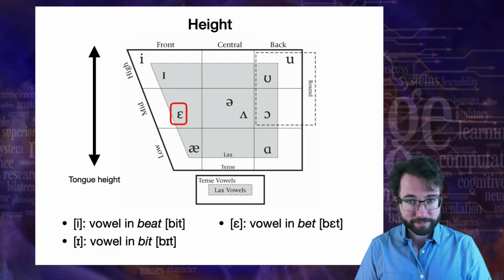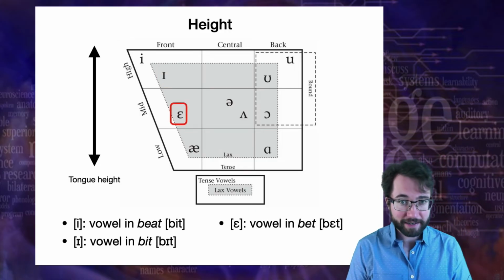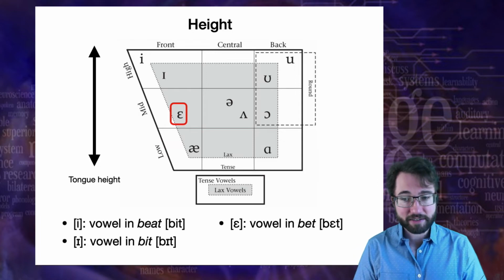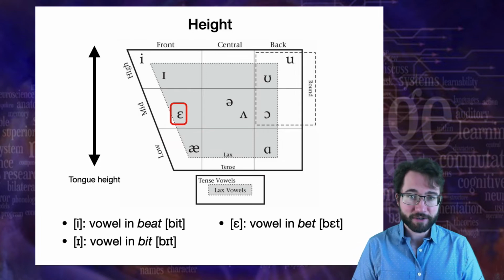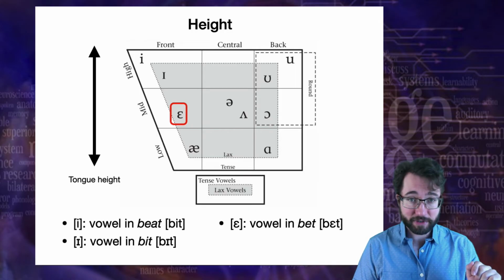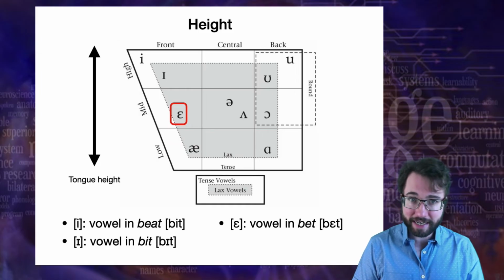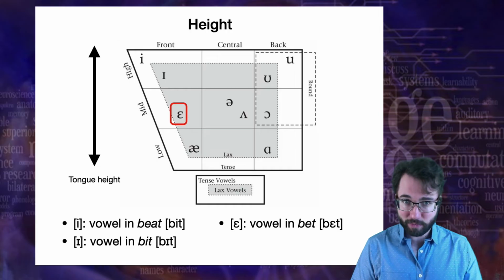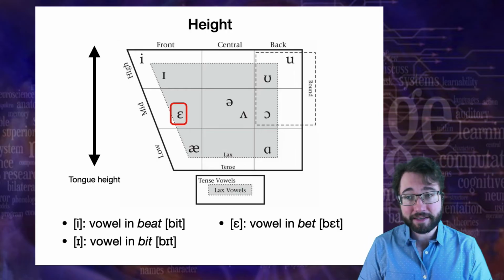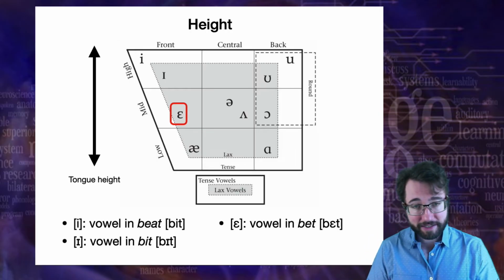Now going down, we have this vowel indicated with the Greek letter epsilon. This is the vowel sound in a word like bet. This is lax. So, again, your tongue is somewhat relaxed when you're saying that. When you're saying it and I, you can feel that your tongue is sort of relaxed. When you say E, it's a bit more tense. So epsilon is the mid-front lax vowel in English.